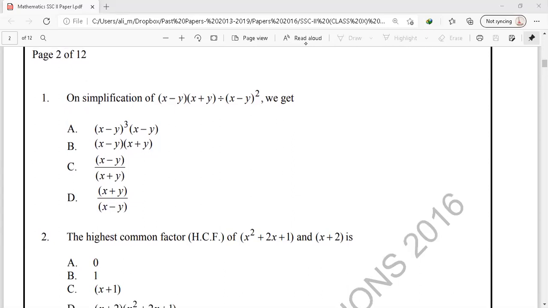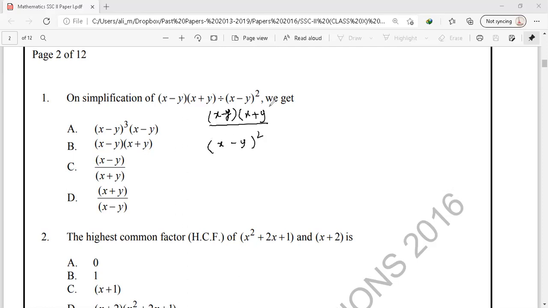So in this question we have to simplify this expression, and this expression we have is (x plus y) into (x minus y) divided by (x minus y) whole square. So let's simplify this expression, x minus y and x plus y divided by x minus y whole square.